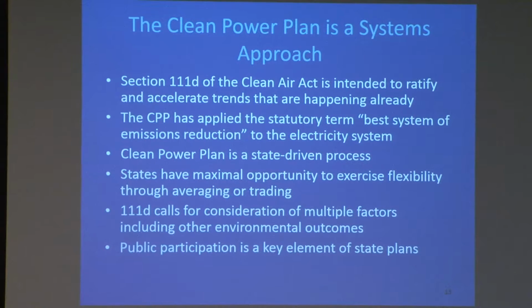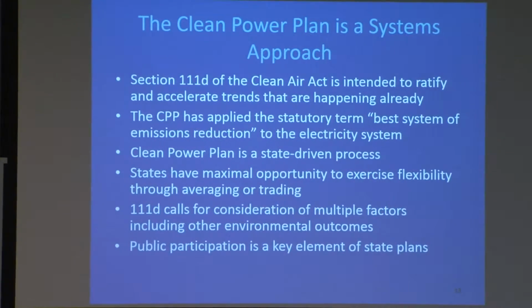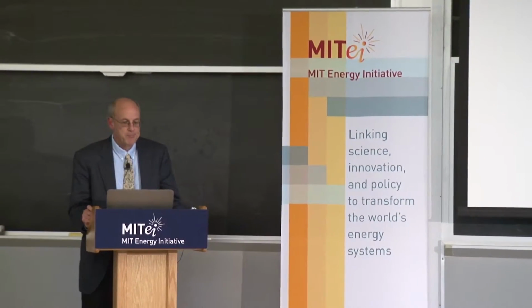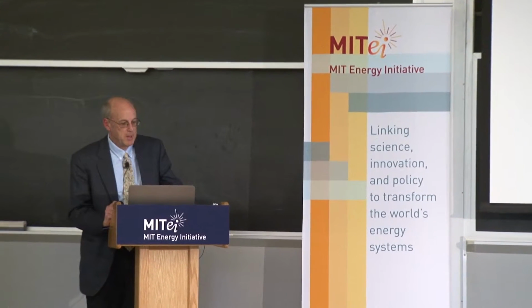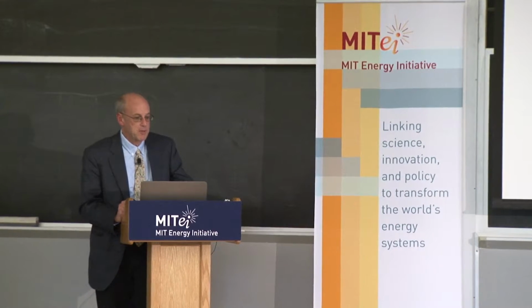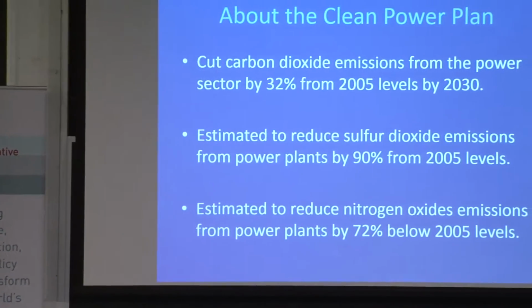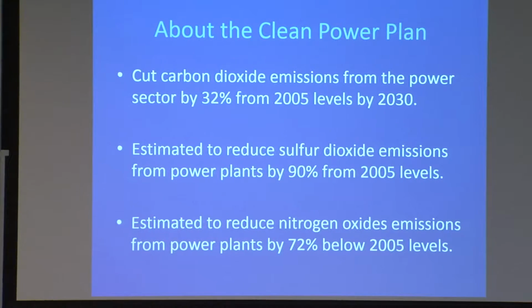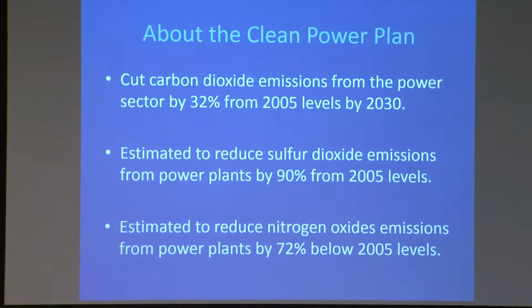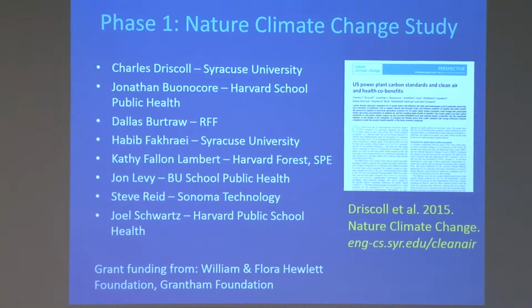It's very much a state-driven plan. States have to put forward state implementation plans, and the states within this program have maximum opportunities for flexibility and trading and things like that. And there are many factors that come into play, including environmental outcomes in their decision-making process, and it's a public participation process. So as I mentioned, the plan is projected to cut carbon dioxide emissions by 32% from 2005 values for the year 2030. And there would be projected large reductions in sulfur dioxide and nitrogen oxide emissions. So that's the backdrop of information.